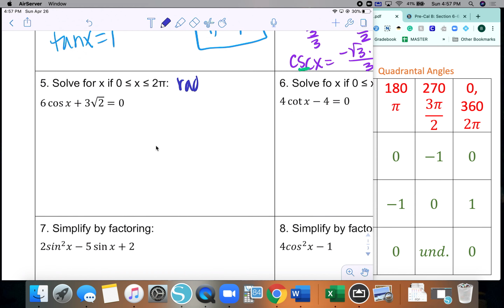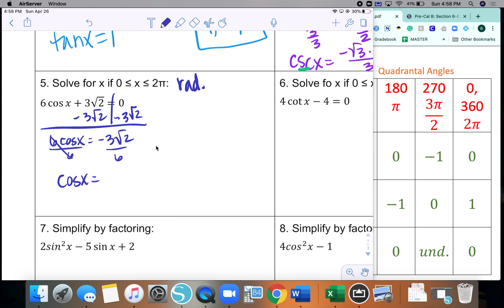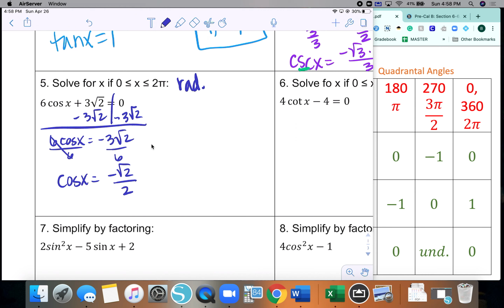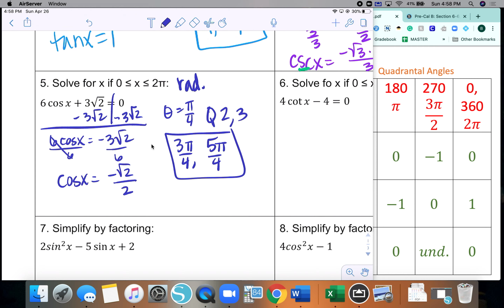Problem 5, this one's also going to be in radians. I'm going to move my square root 3 over 2, so 6 cosine x is negative 3 square root 2. Divide by 6, so cosine x is negative square root 2 over 2. In my chart, square root 2 over 2 in radians is pi over 4. Cosine is negative in quadrants 2 and 3. So that would be 3 pi over 4 and 5 pi over 4.